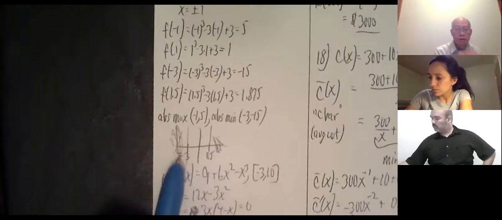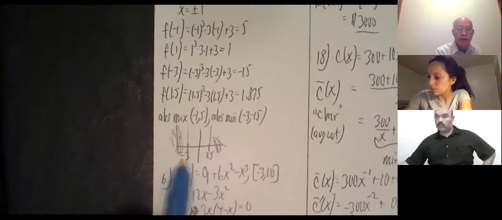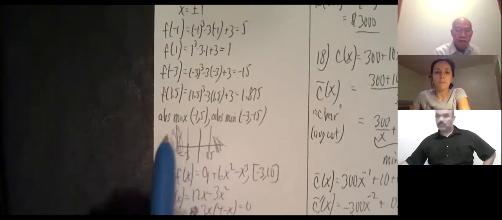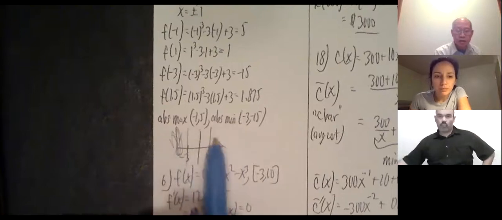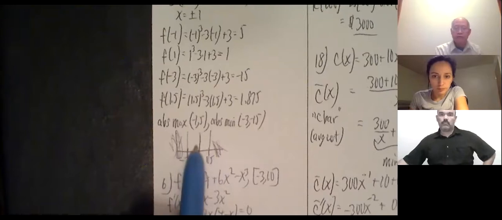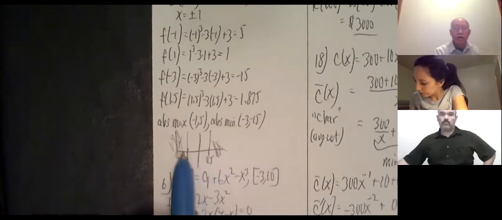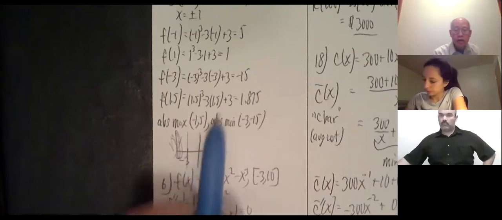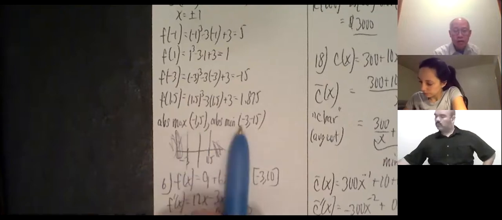All right, now what am I drawing here? You don't really need this, but we're talking only between negative 3 and 1.5. So nothing to the left of negative 3, nothing to the right of 1.5. We're only talking about the graph in here. Notice I didn't even bother to graph it, but we don't care. Just within this interval, the highest is over there, and the lowest is there.